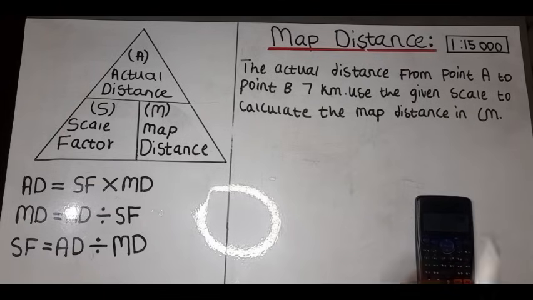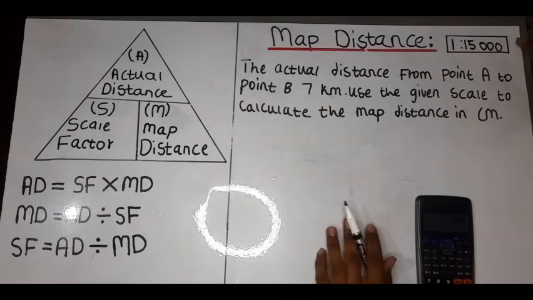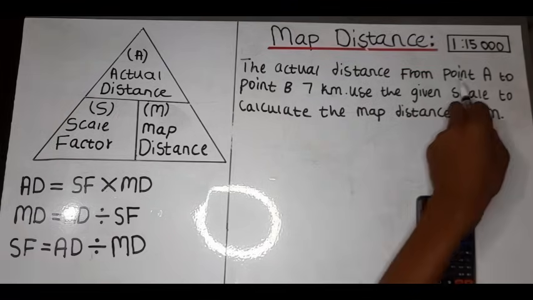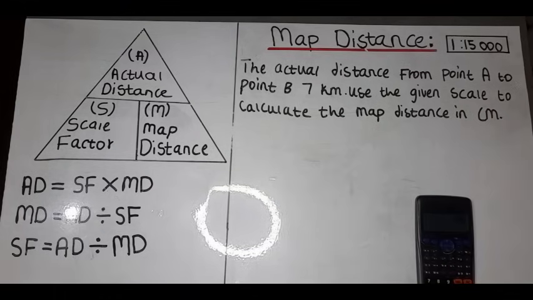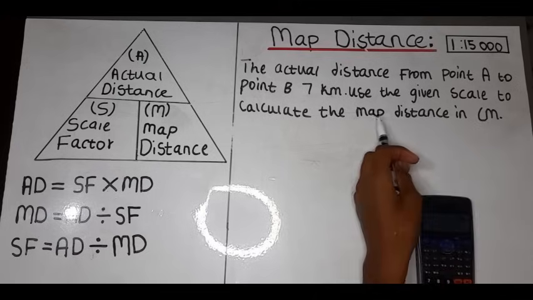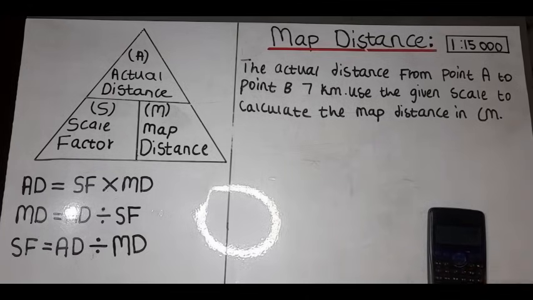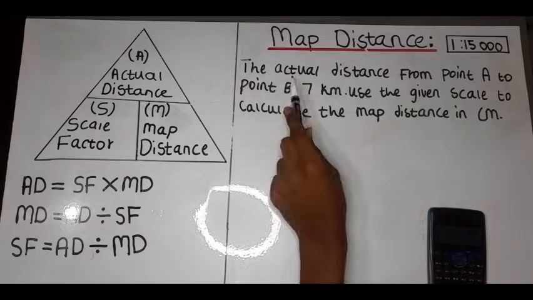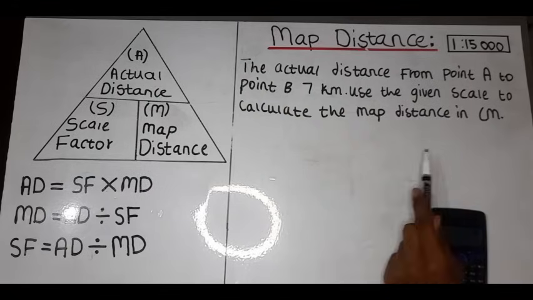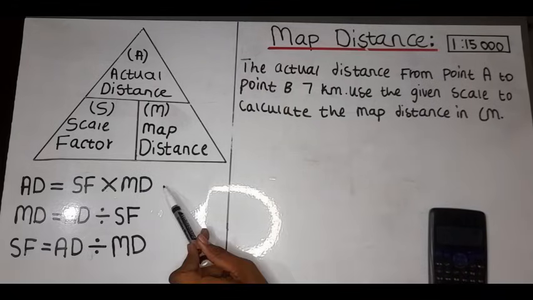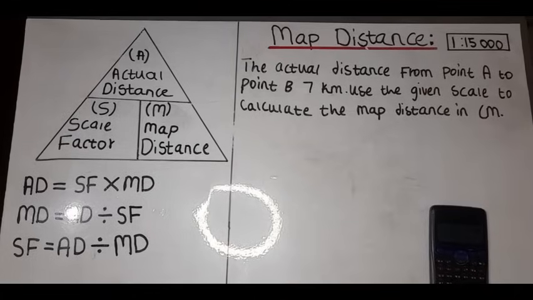Okay, we are now working with the map distance and we are still given a number scale here. So the question says that the actual distance from point A to point B is 7 kilometers. Use the given scale to calculate the map distance in centimeters. So this time around we've been given a number scale and the actual distance, and we have to calculate the what? The map distance. So we are no longer calculating the actual distance but the map distance, right? So we've been told that the actual distance from point A to point B is 7 kilometers. So we have to take this 7 kilometers and turn it into the map distance, right?